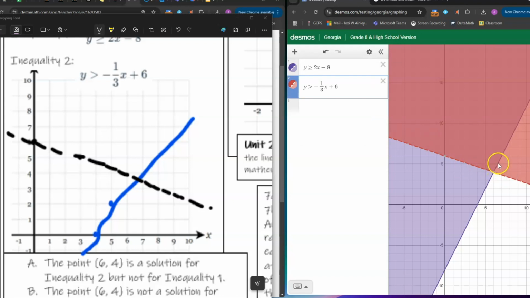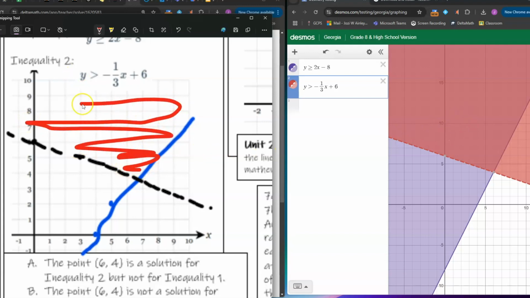All right, but can this be a solution? Yes. This, and anything inside here is a solution. So when I go ahead and put my shading in, only put in the overlap. So I'm only putting this part right here. And oh my gosh, my shading is so bad, but it's okay. You get the point. So anything in here, stay away from this dot.